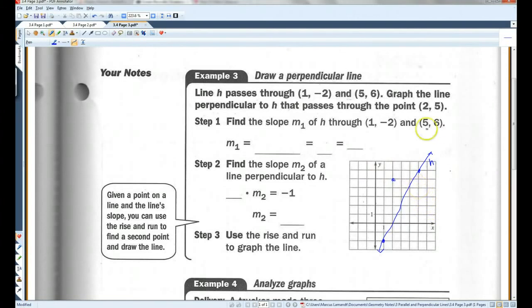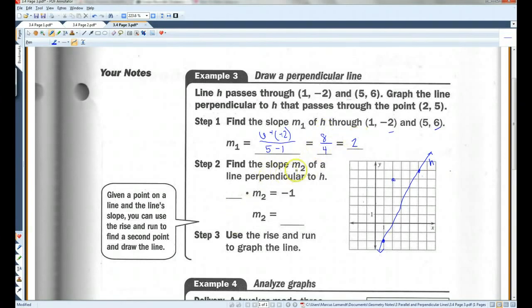Okay, first step. I need to find the slope of this line. So I'm going to use my y's. 6 minus -2 over 5 minus 1. These become positive. 6 plus 2 is 8. 5 minus 1 is 4. 8 divided by 4 is 2.